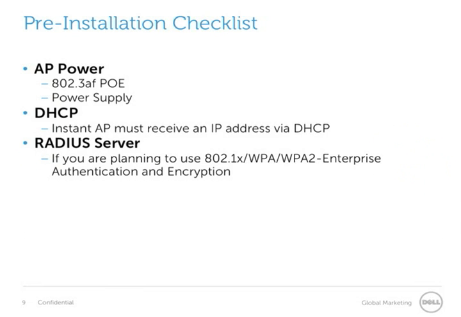Although PowerConnect W-Instant is simple to deploy and manage, there are a couple of items you need to prepare or determine in advance. The first is how you plan to power the access points. Instant APs can be powered through the use of 802.3af power over Ethernet switches or injectors, or through the use of external power supplies which can be purchased separately. Next, you must have a DHCP server running on your network. And finally, if you are planning to use 802.1x, WPA, or WPA2 Enterprise, you must have a RADIUS server.